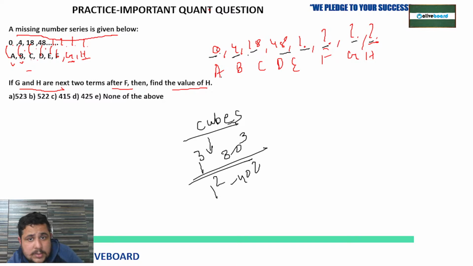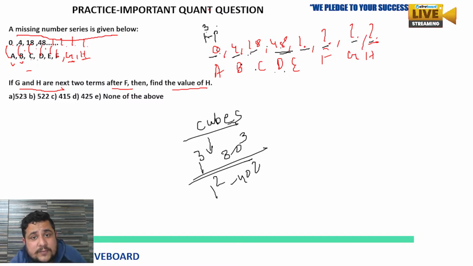Fine. So A to B, B to C, C to D, D to E, E to F, like that we have to find out what concept is here. So 0, 4, 18, 48: these are the differences of the cubes and squares of the numbers from 1 to 4.